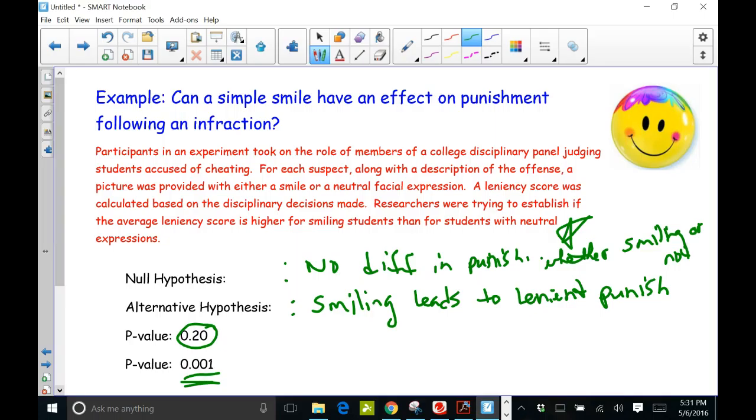Okay, play back this video, the parts you need, and be able tomorrow to tell me what a p-value is, what a null hypothesis and alternative hypothesis are. And after you finish filling out the graphic organizer, or the notes organizer, feel free to write down any questions you have in your notes.